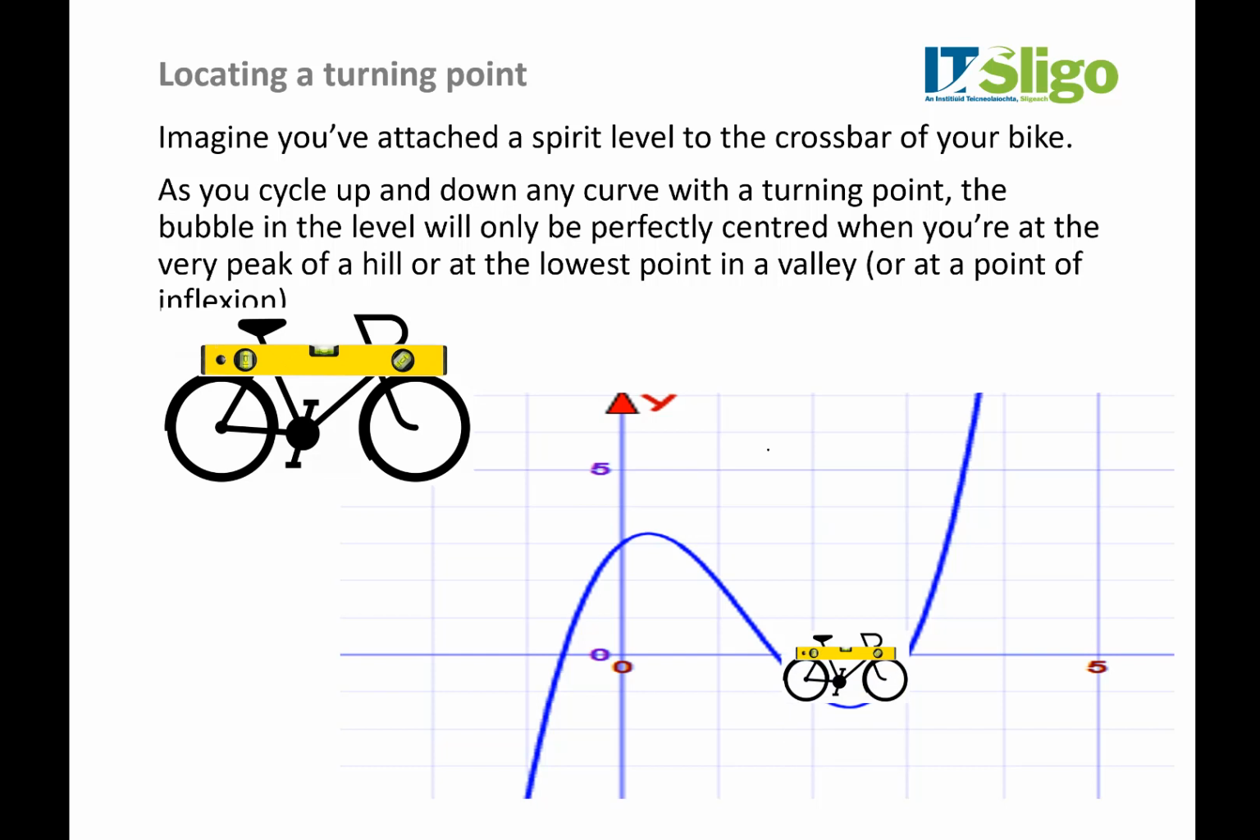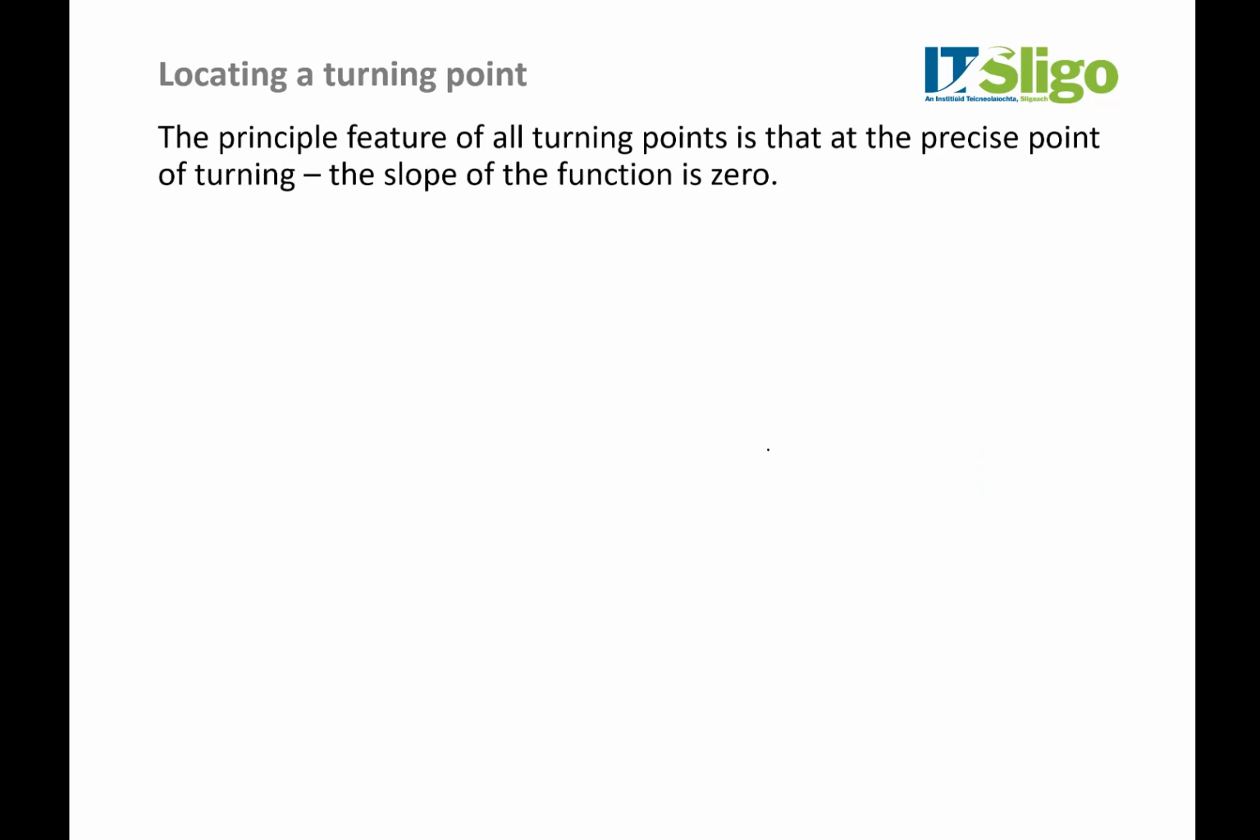And we're trying to center the bubble. At what moment is the bubble exactly in the center of the spirit level? And at that point, where the slope is 0, that's where our turning point lives. So this is the mathematical basis of what we're going to be doing. We're trying to find where the slope of the function is 0.